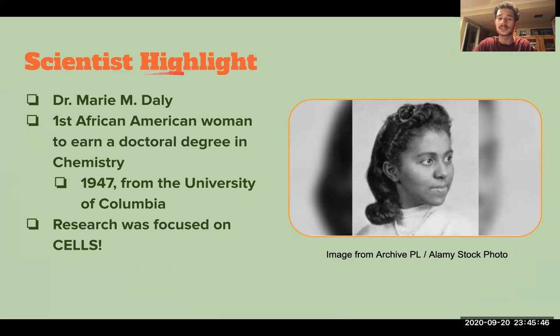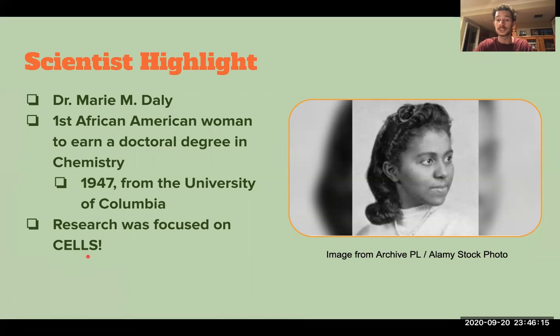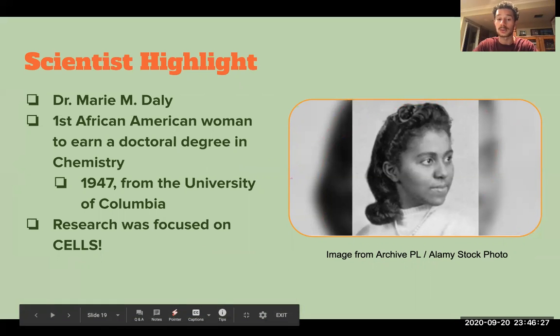So this week's scientist highlight is Dr. Marie M. Daly, and she was the first African-American woman to earn a doctoral degree in chemistry, right? That's a PhD in chemistry from Columbia University in 1947. So when some of you go to Columbia, you might see her picture on the wall, okay? And her research was really important because it focused on cells, like we just talked about. And specifically, she learned about cells in your stomach that digest food. When you digest food, the different cells that work to do that. Okay, so she's really important to what we know about cells today.